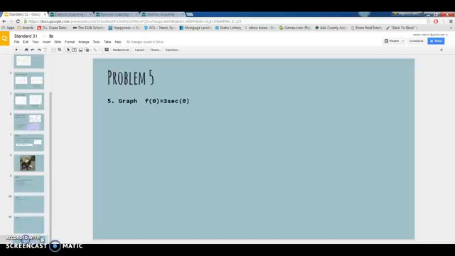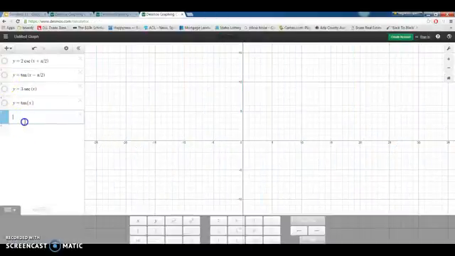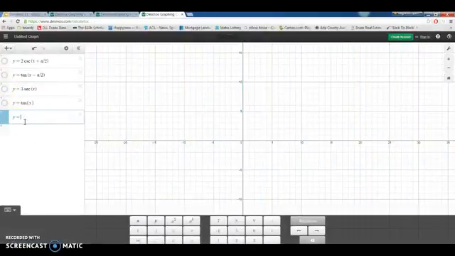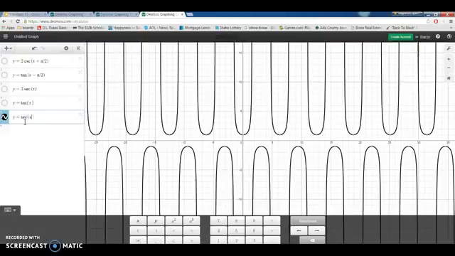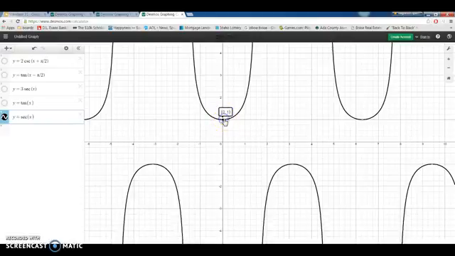And now we have to do our last problem, which is graph the function f of x equals 3 secant. So the first thing we do for this one is we graph what the baseline for secant looks like. It looks something like this. So as you can see, the asymptotes are at negative pi over 2 and pi over 2. It goes from 1 to -1.